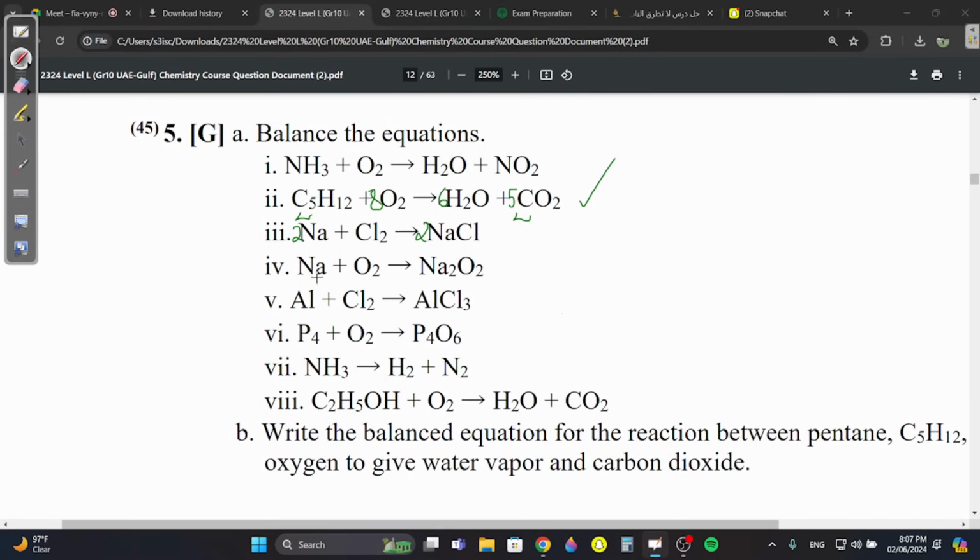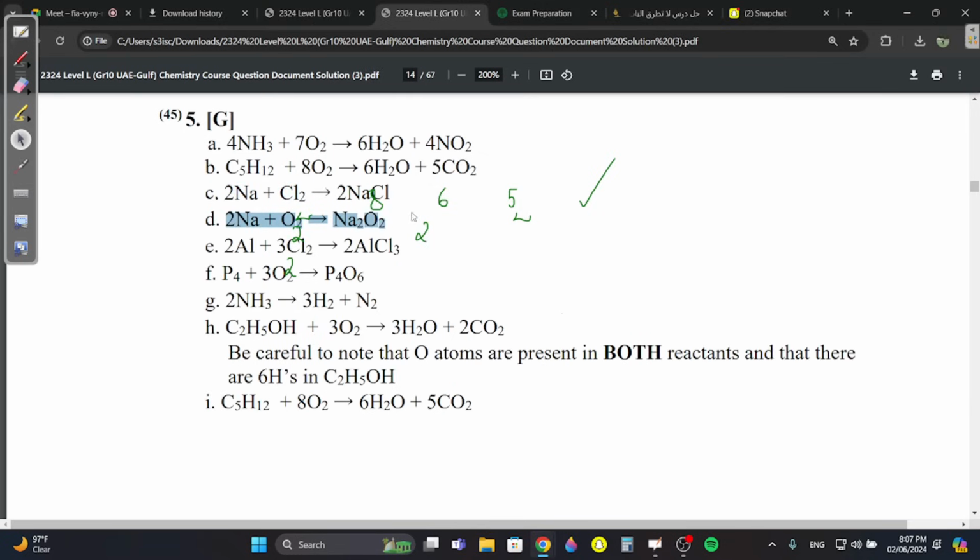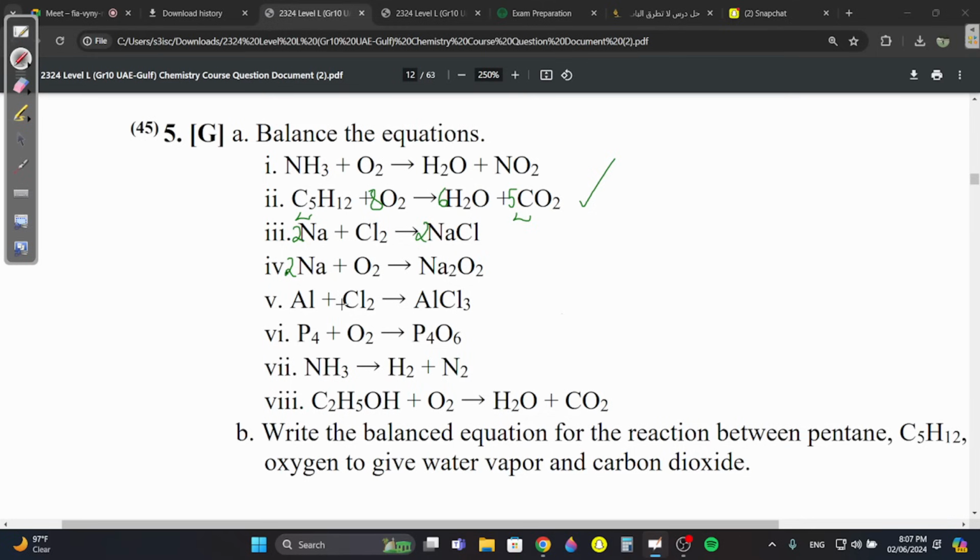Na plus O2 to give Na2O2. Oxygen is balanced here. So I need 2 sodiums here, so let me just put that 2. Is that balanced? So it's just a 2. These are the easier ones. Next, Al plus Cl2 to give AlCl3. Here I have 2 Cl's, here I have 3. So the logical way is to multiply this one by 3, multiply this one by 2.